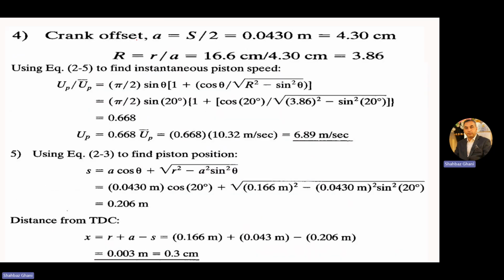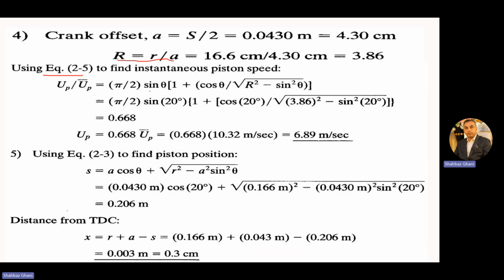Now crank offset a is equal to S by 2. So we can find the value of a, that is 4.30 centimeter. Now the ratio of the length of the connecting rod and crank offset, we find the capital value R, that is 3.86 centimeters.